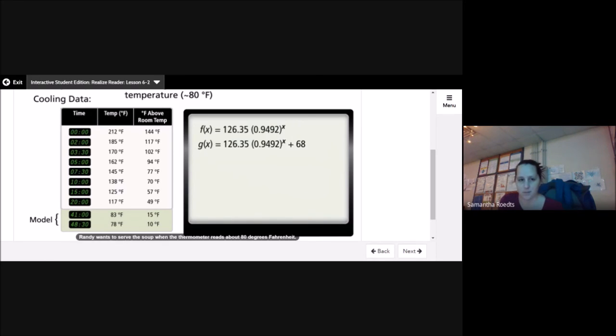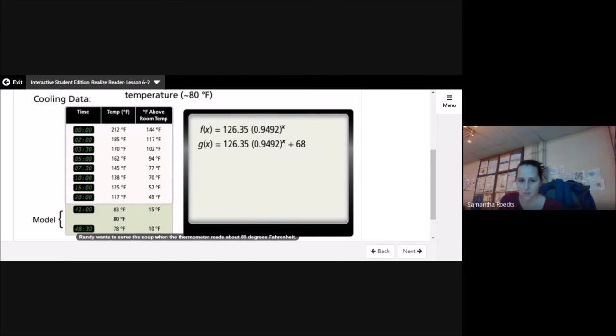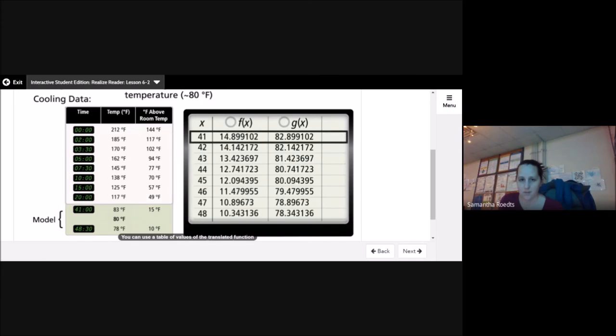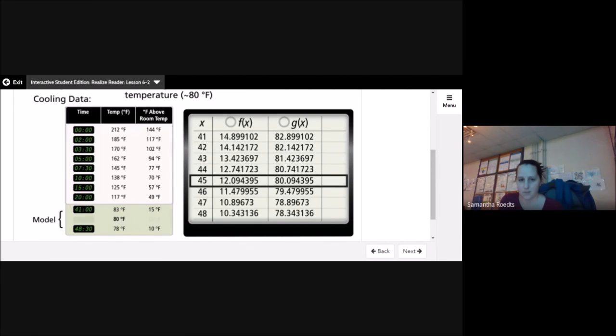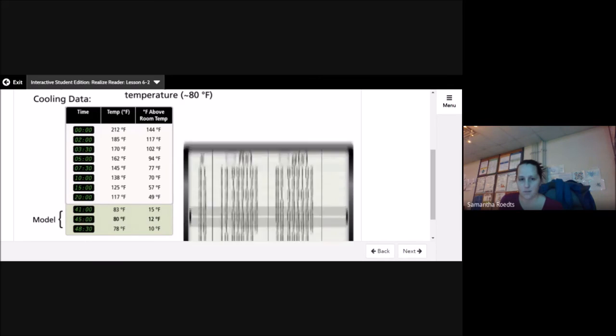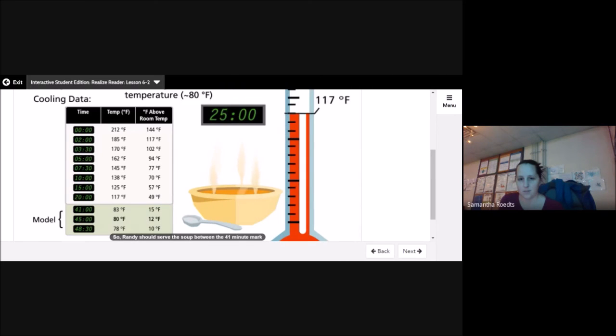Randy wants to serve the soup when the thermometer reads about 80 degrees Fahrenheit. You can use a table of values of the translated function to find what value of x gives g of x equal to 80. So, Randy should serve the soup between the 41-minute mark and the 48.5-minute mark, or about 45 minutes after he removed the soup from the heat.